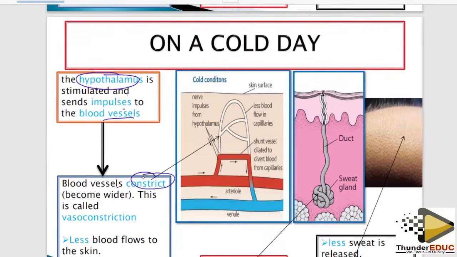Guys, please, those who are having the distinction material need to rectify this. Do the blood vessels become wider? No. The blood vessels will become narrow or small. Yes, they'll become narrower. This is called vasoconstriction. The blood vessels of the skin will become narrow. This is called vasoconstriction. Check.